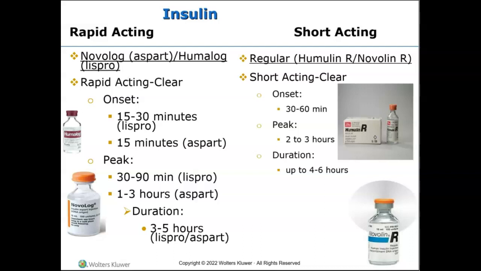So again, it could be one anatomical site like the abdomen, not a problem. They just need to make sure that they're rotating the site frequently, like every other injection, right? So at every injection, they need to be at a different site. And they need to make sure that they're administering it at the correct angle for the subcutaneous tissue, right?